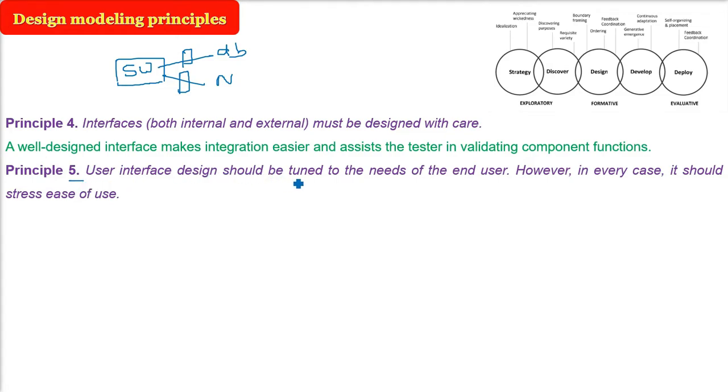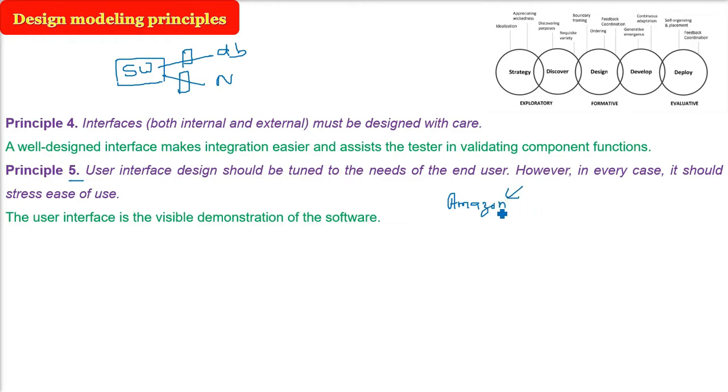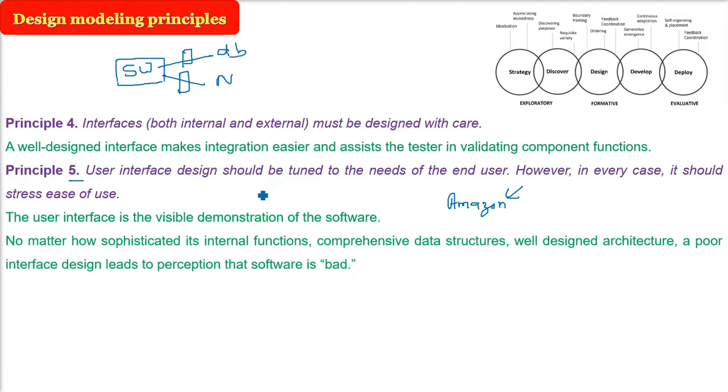Next one is user interface design should be tuned to the needs of the end user. However, in every case, it should stress ease of use. So whatever is being used by user is visible to it. I'll give you an example, Amazon. Now when you use Amazon, why Amazon is so popular? So you just have to give one-time credit card. It will only ask for CVV next time. Most of the options will give you the prices are less. Basically, the user interface is so good, you would like to go on Amazon again and again.